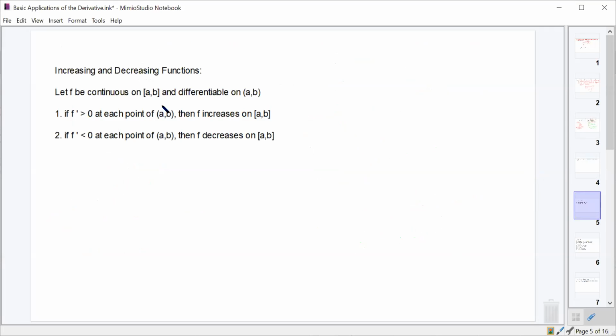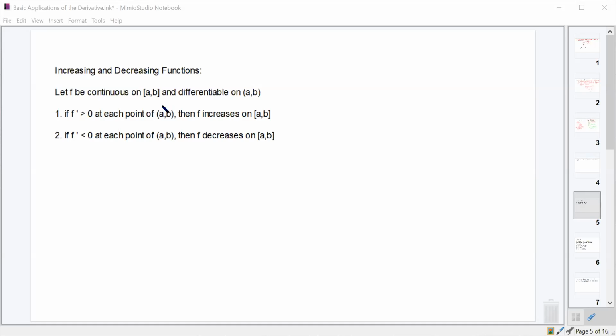Let's just move on and talk about increasing and decreasing functions. Everybody good with the mean value theorem? Pretty straightforward. I hope. Yeah. All right. So what does the derivative tell us about a function?